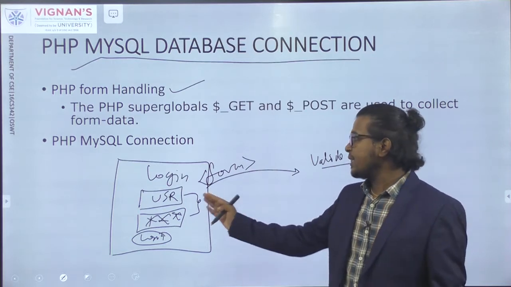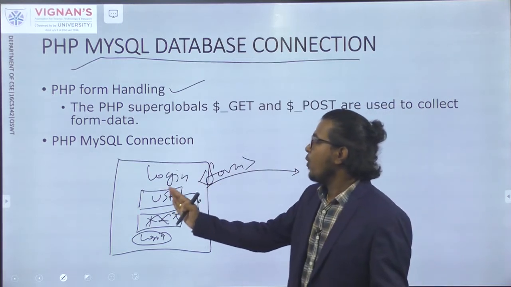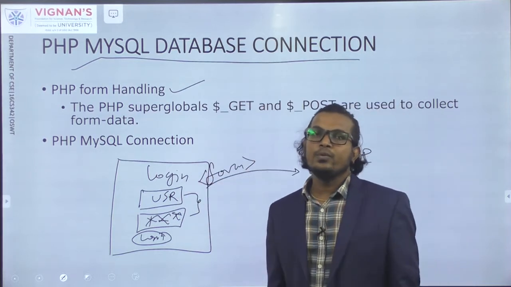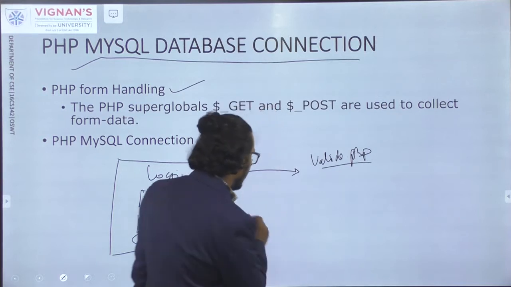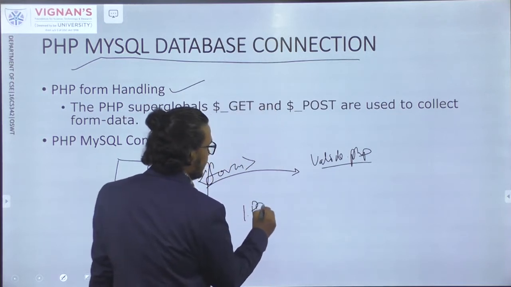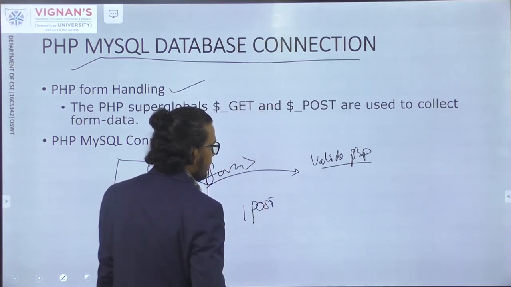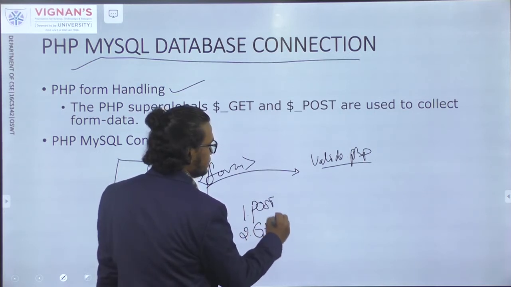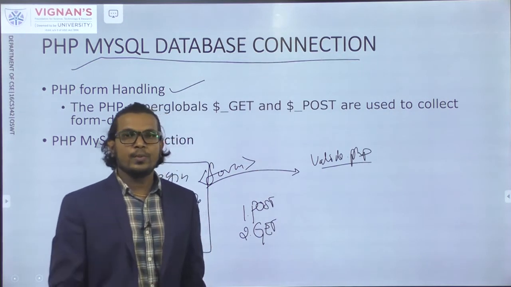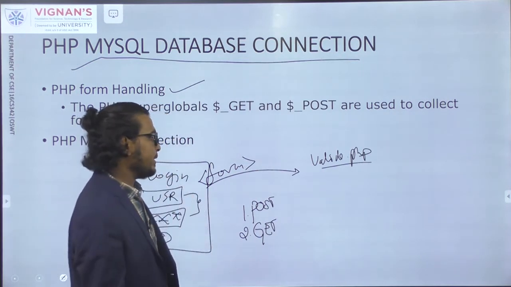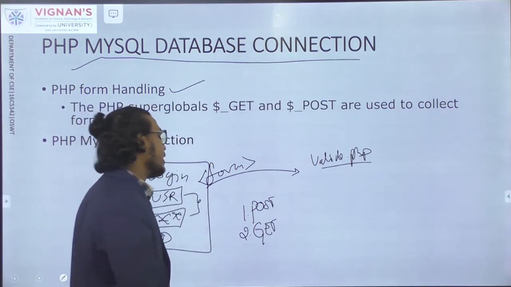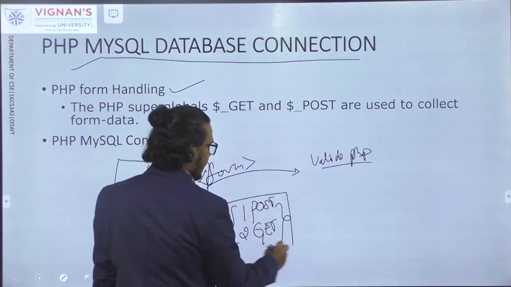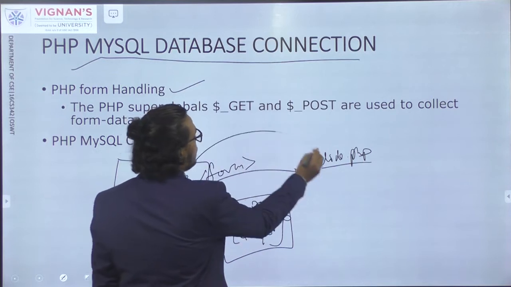How are you passing that user information from one page to another page? For that we are using two methods. First one is the post method and second one is the get method. So post and get methods, we are using these two methods for forwarding the information from one page to another page.